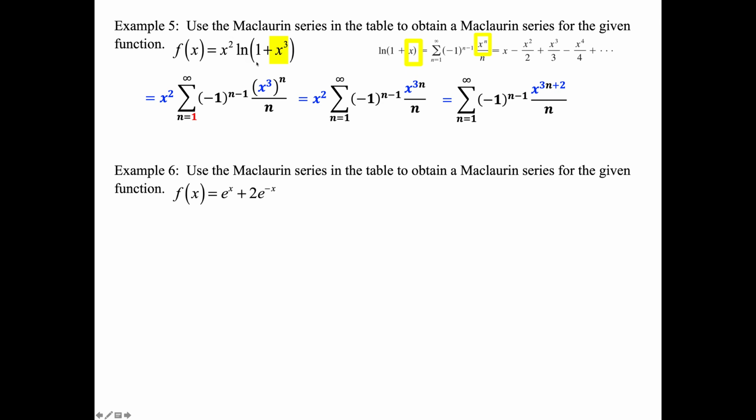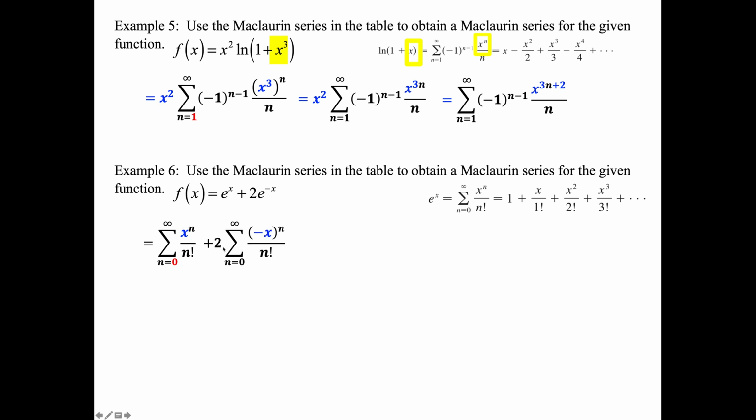All right, example 6. Use the Maclaurin series in the table to obtain a Maclaurin series for the given function. We have e to the x plus 2 times e to the negative x. So I see 2 e to the x's here. So quick, let's go steal this from our table. All right, so that represents the e to the x, and then we'll finagle this one to look like these by putting just a negative x in all those spots. So here's the first summation. That represents our first e to the x. And then we're going to add to it a 2. Then the summation again, but now we put in negative x in for the x. Raise it to the nth power.